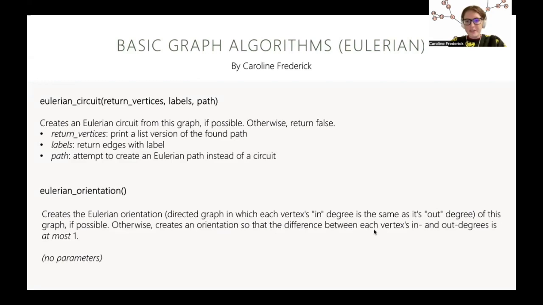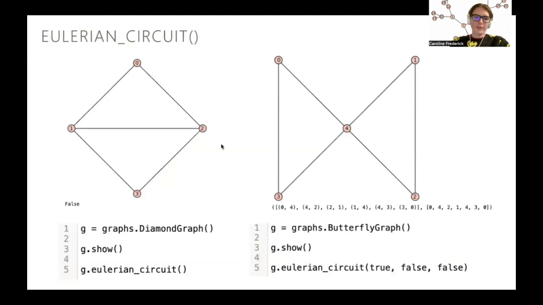Otherwise, the orientation will be so that the difference between each vertex's in and out degrees is at most 1. And this one has no parameters. This one has a few. For the sake of time, while I have listed parameters, I'll only be going over the ones that are really applicable and important. All right, so this is the Eulerian circuit.